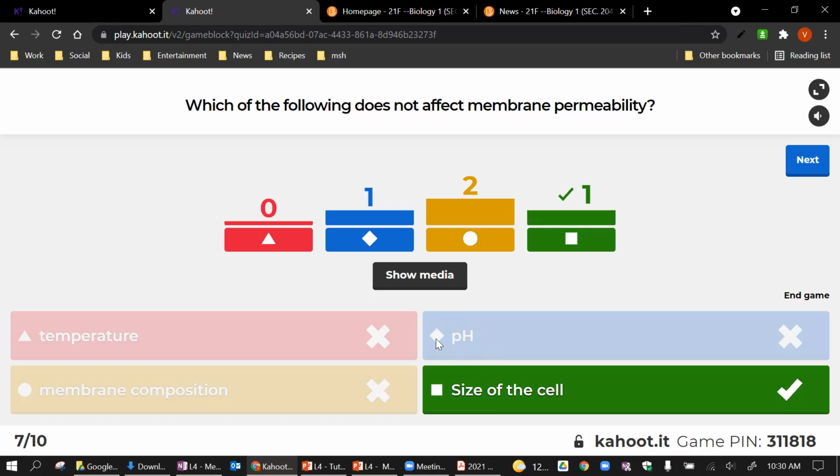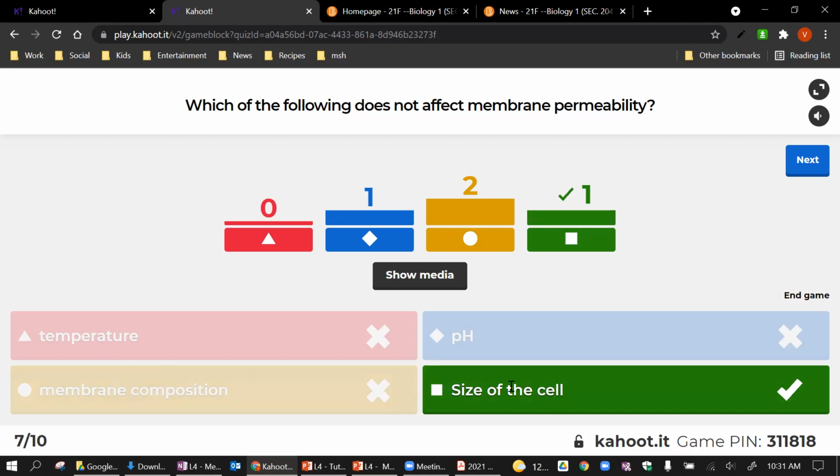By changing the pH, some of the proteins are going to unfold, and remember there are a lot of integral proteins in the membrane. So if you unfold some of those proteins, it is going to cause the membrane integrity to fall apart. Membrane composition will affect it because if you have more cholesterol, for example, it will be more leaky, right?